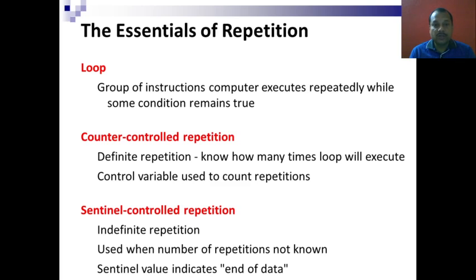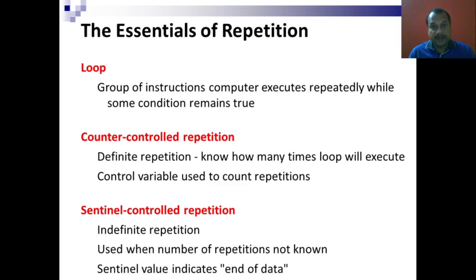In the case of counter control repetition, I know beforehand how many times the loop will iterate, or definite repetition, and a control variable is used to count the repetition. So that is one situation. Say for example, as I mentioned, I know that the user is going to give you 100 numbers as input, and I have to compute the sum and average of those 100 numbers. So I know a priori that 100 numbers are going to be supplied.